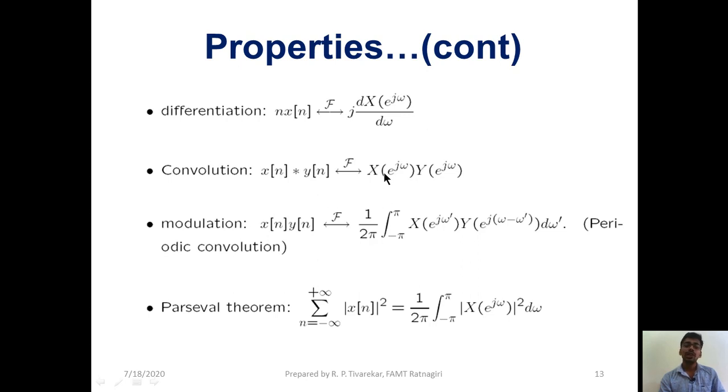The similar property, the dual of this, is convolution in the frequency domain. This is called a periodic convolution. Why? Because the frequency spectrum is periodic in nature. So this periodic convolution is equivalent to time domain multiplication. So time convolution is frequency multiplication and time multiplication is frequency convolution. And at the end, Parseval's theorem, which says that the energy of a signal x of n in the time domain is equal to 1 upon 2 pi times the area under the squared magnitude of capital X of e raised to j omega. You have to remember this because we are not proving all this as we are revising DTFT.